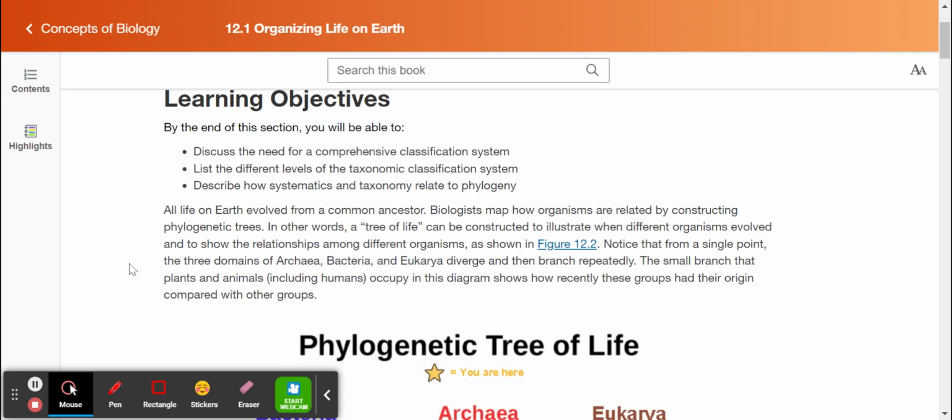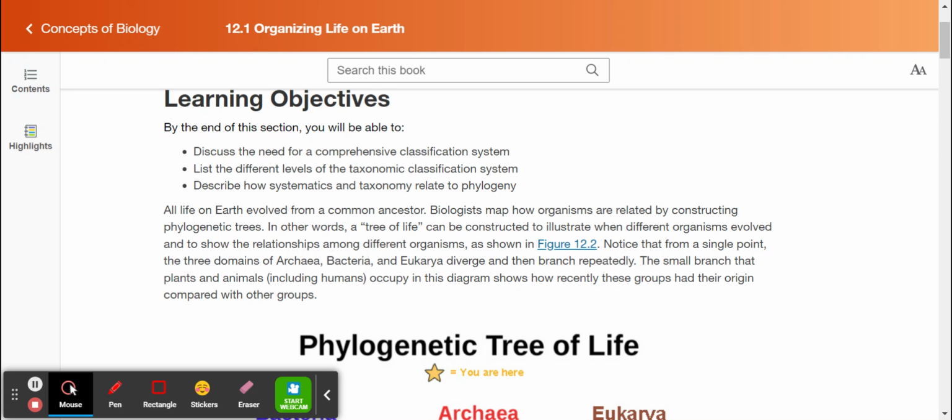All life on Earth evolved from a common ancestor. Biologists map how organisms are related by constructing phylogenetic trees. In other words, a tree of life can be constructed to illustrate when different organisms evolved and to show the relationships among different organisms, as shown in Figure 12.2.